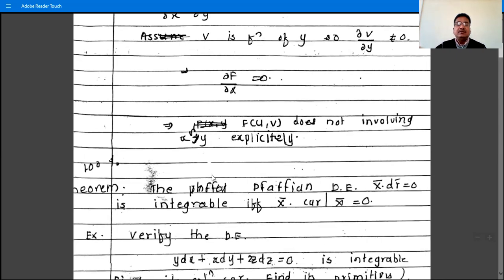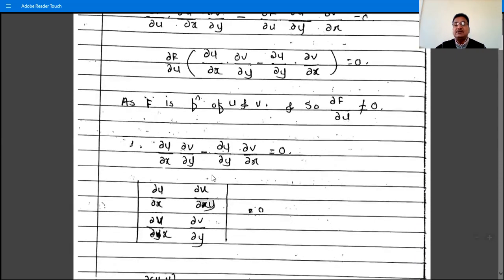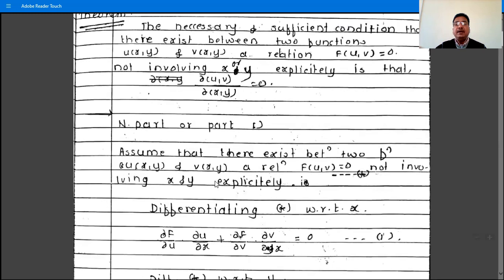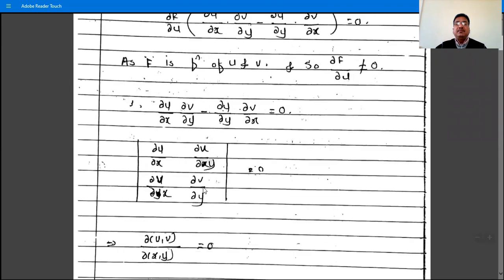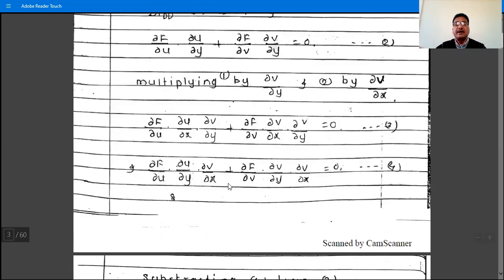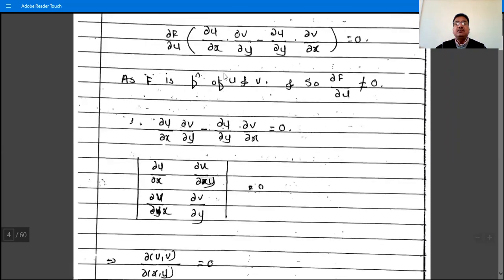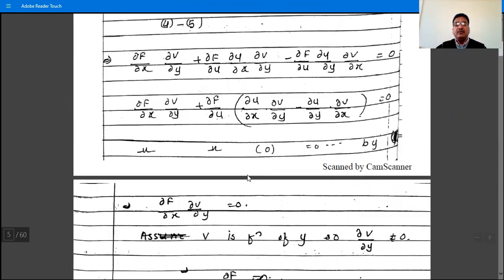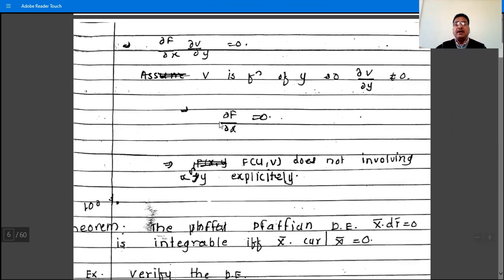Okay, so the proof of the theorem is in two parts. In the first part, assume that f(u,v) does not involve x or y explicitly, and the proof is that the Jacobian ∂(u,v)/∂(x,y) is 0. This is the first part, and in the second part assume that ∂(u,v)/∂(x,y) is equal to 0. This is the second part, and what we have is that ∂f/∂x is 0, which means f is not a function of x, and so we say that f(u,v) does not involve either x or y.